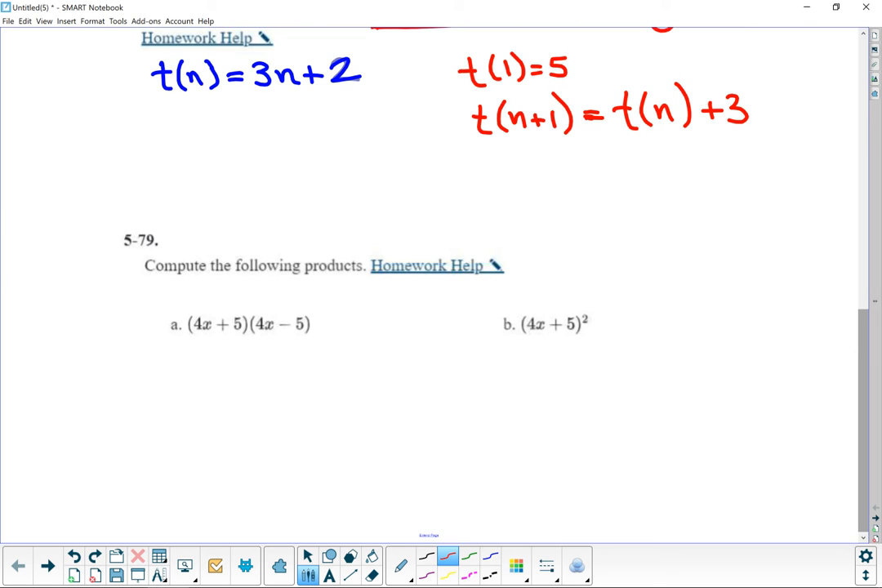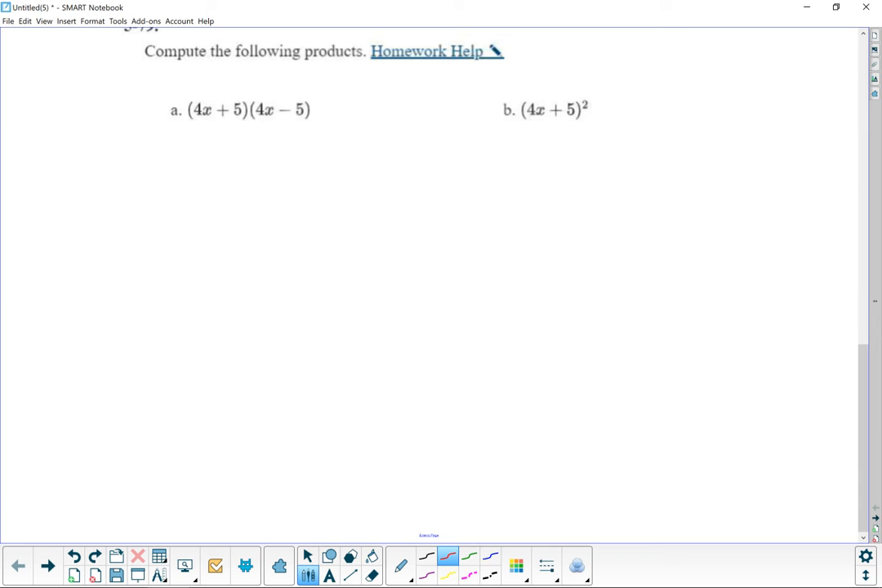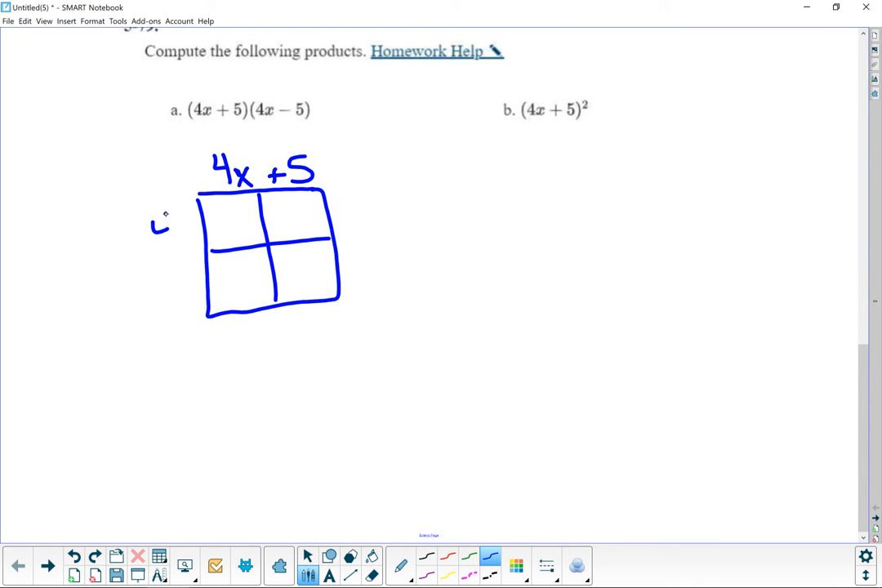Excuse me. Last one. Compute the following products. Okay, this is just a little practice from previous chapter. So this one right here, we can do it with an area model. This is 4x plus 5 and 4x minus 5.